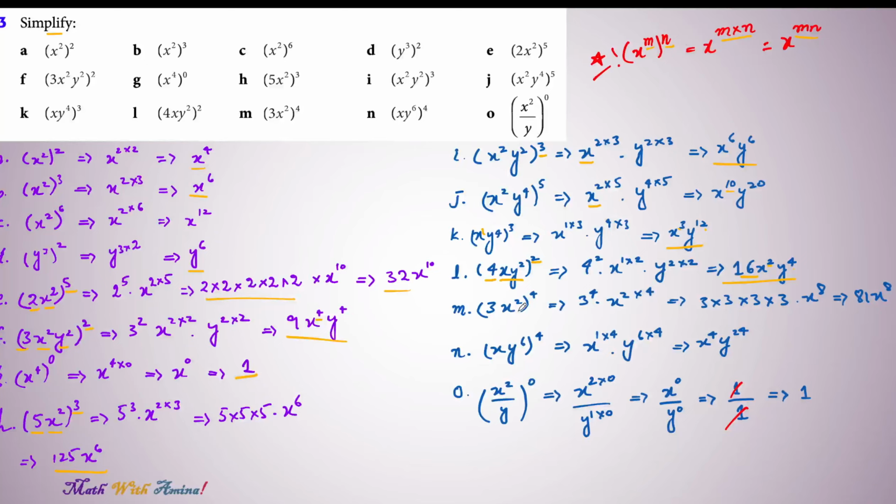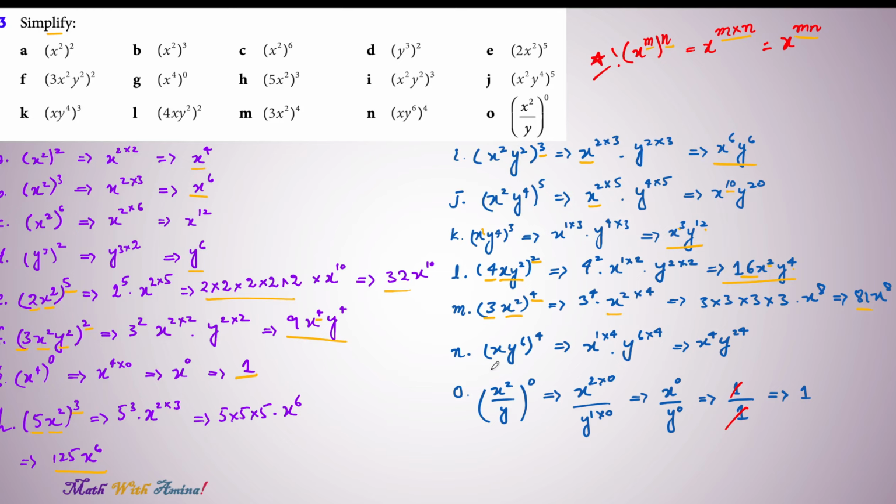Then we have 3x squared, whole raised to the power of 4. So this 4 applies to the coefficient and the variable. 3 raised to the power of 4 is equal to 81, and for x, again the indices are multiplied. 2 multiplied by 4 is equal to 8, so we get 81 x raised to the power of 8 as the final answer.